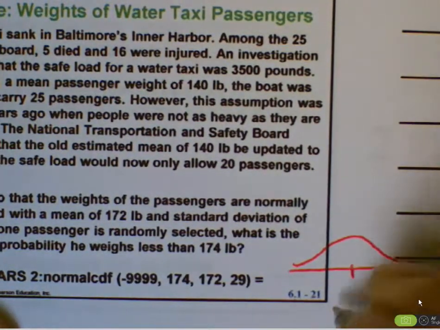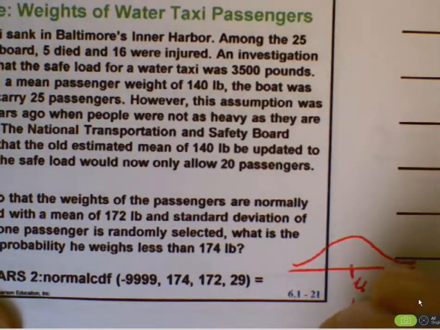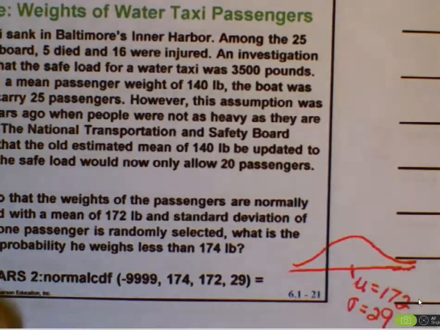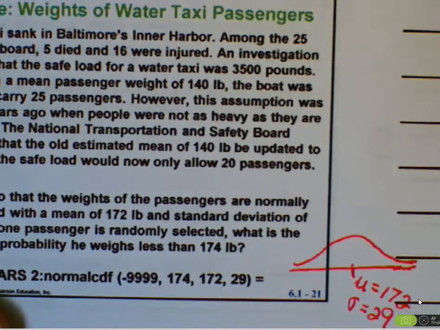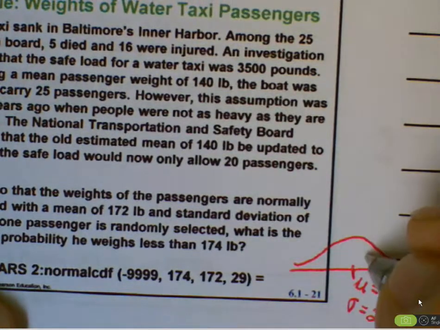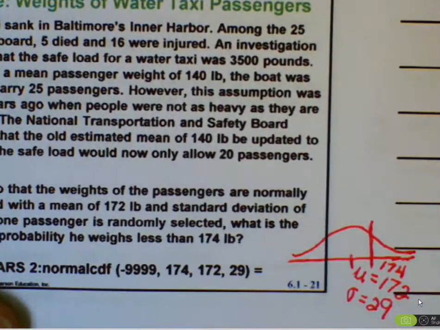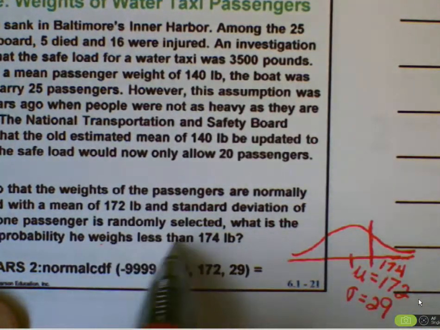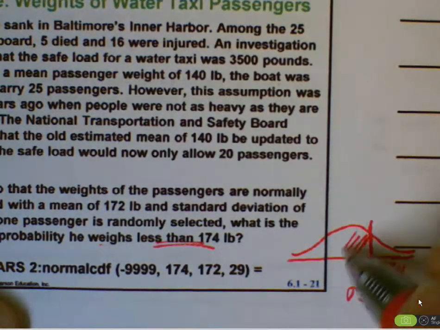Here we have a normal distribution with the mean of 172 pounds and a standard deviation of 29 pounds. We want the probability that a randomly selected passenger weighs less than 174 pounds. 174 pounds is just a little to the right of the mean. And if we wanted to shade the side that's represented by less than 174 pounds, we would shade to the left.